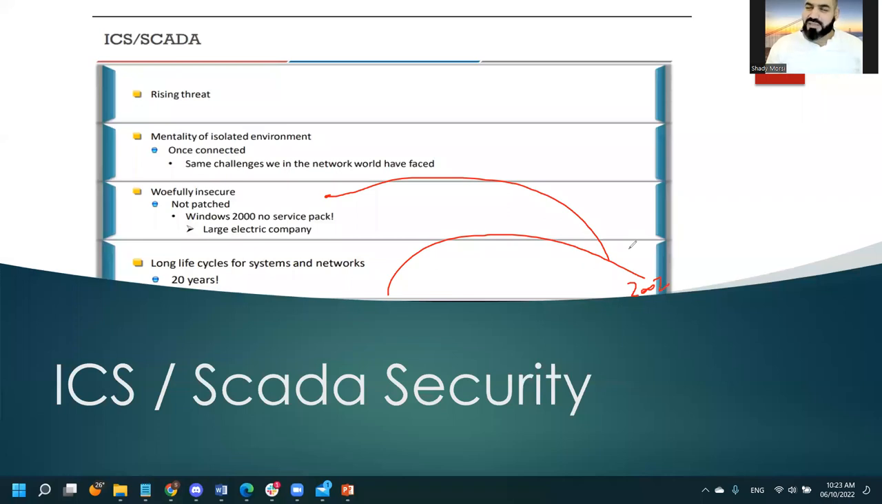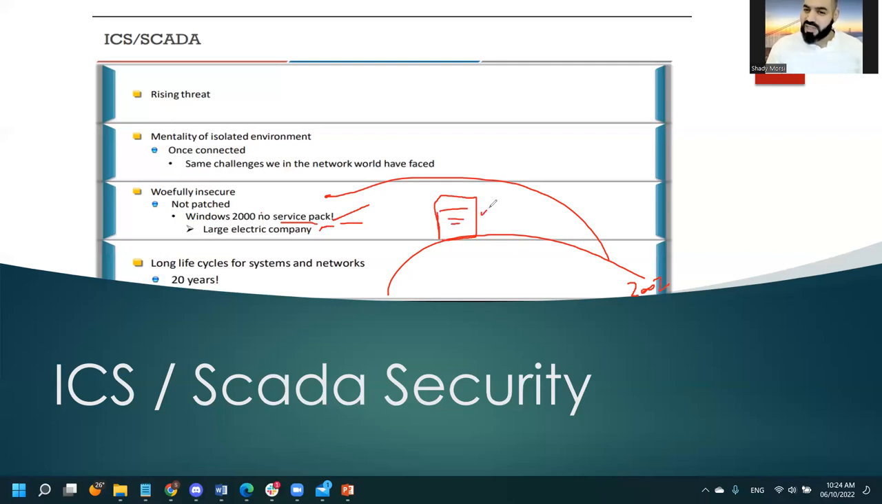Now imagine that you have your own facilities or your own factory, and they are running this Windows right now. So you're opening the door for so many issues. One of the companies really relying on Windows 2000 with no service pack or no updates is large electrical companies. So imagine you have a very vulnerable system, back in the 2000s, running with no proper protection. There are not even updates.